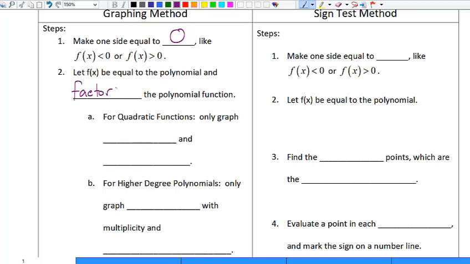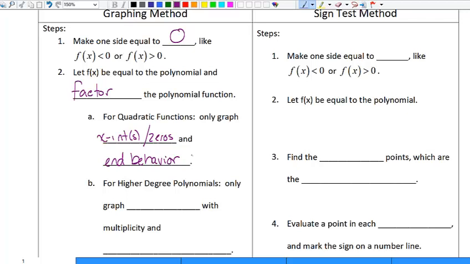So for quadratic functions, I want you to only graph the x-intercepts, or we call them zeros, right? They're basically the same thing. And then also you need to graph the end behavior. Now, in an earlier lesson, I asked you to do x-intercepts, y-intercepts, extra points. I wanted a beautiful graph. In this case, we are just using a very basic graph. Only x-intercepts and end behavior. It's going to be a very minimal graph, but it'll be enough to tell us where it is above the x-axis and where it is below the x-axis.